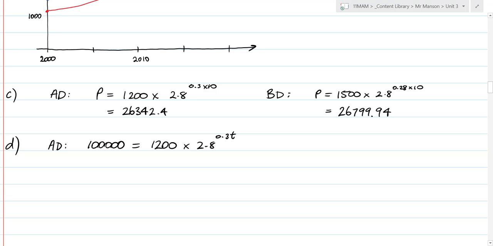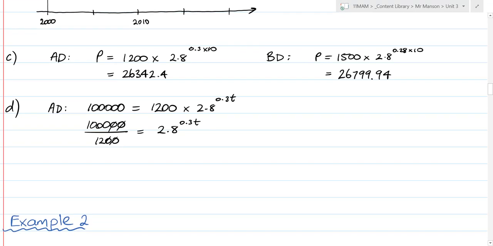Okay, hold on. Just a quick run through the rearrangement here. We get that divided by 1200 is equal to 2.8 to the power 0.3 T. We can simplify things a little bit, but I might just leave it as 1,000 over 12. And then we can rearrange this into our exponential form. 0.3 T is equal to log base 2.8 of 1,000 over 12.